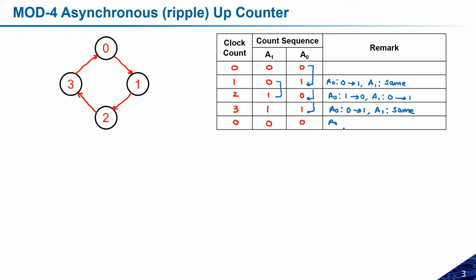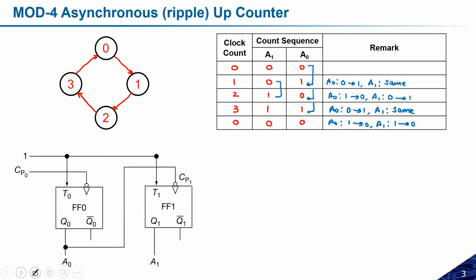Okay, so let me finish it. A0 is changing from 1 to 0 and A1 is the same. It is changing from 1 to 0. So this is the sequence that it is going to follow. Now let us try to design the counter, how it looks like.